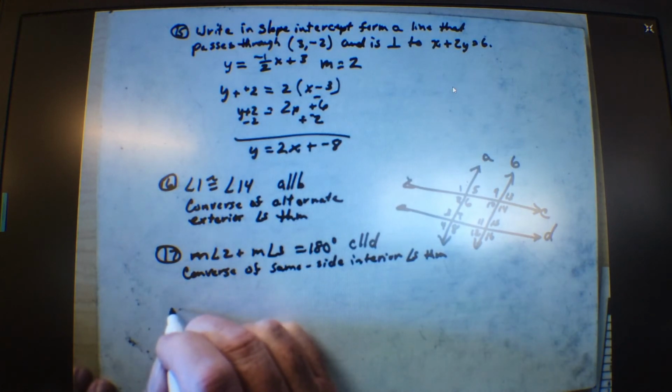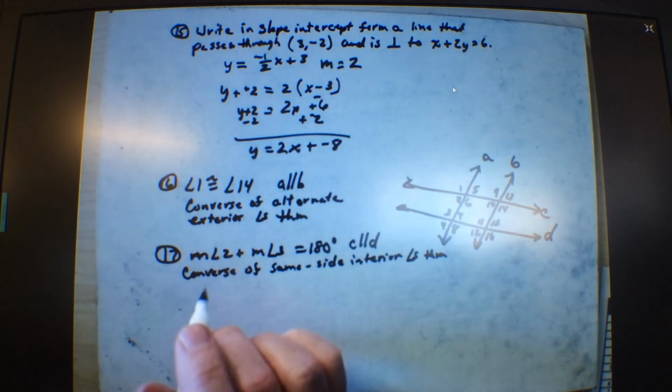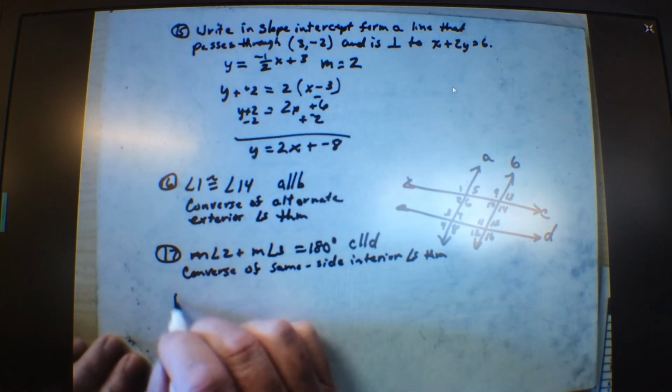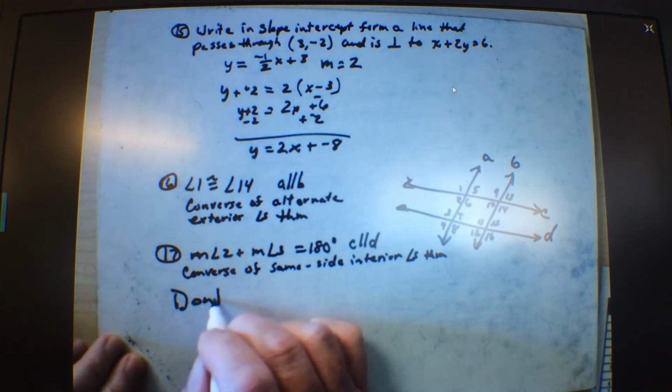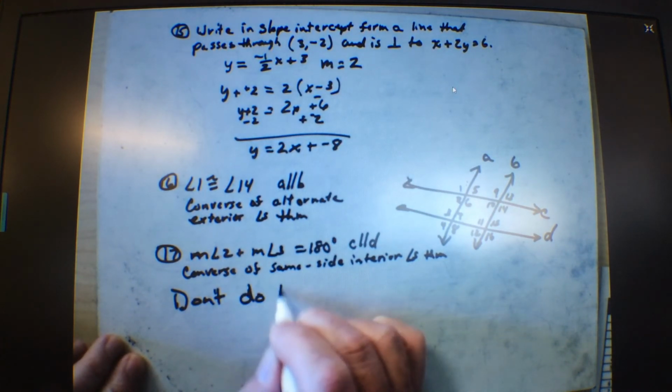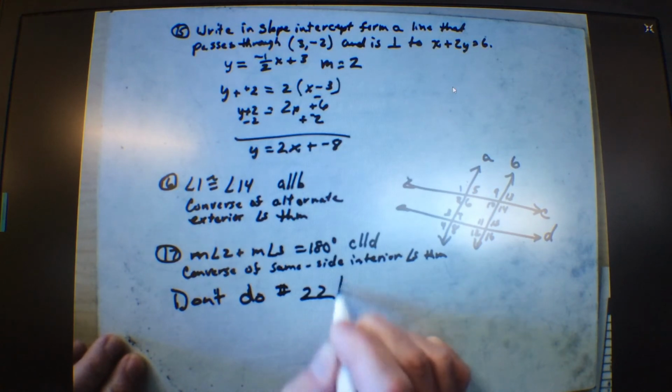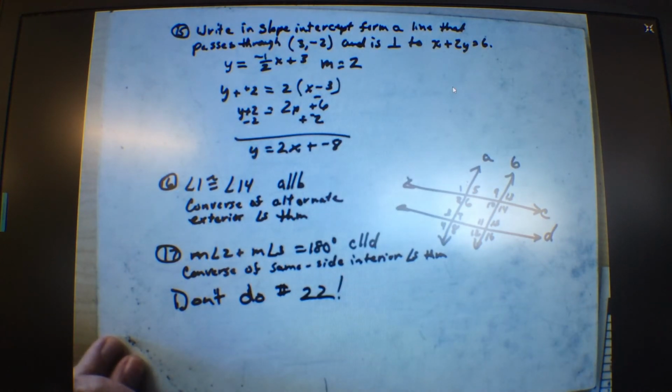Then the last couple, oh, by the way, you are not to do number 22. Don't do number 22 on the test. I'll try to remind you before the test. Okay? Do not do which number? 22.